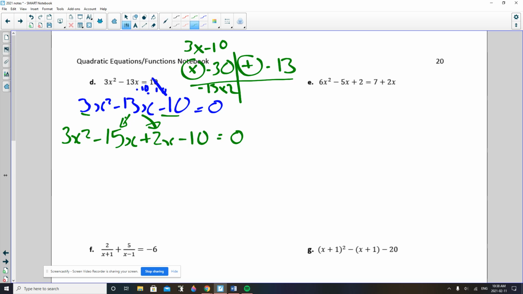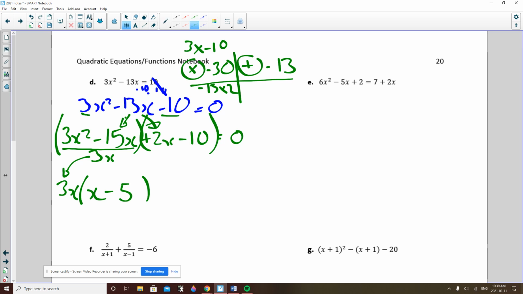Once I split the middle term, brackets around my first 2 terms, last 2 terms, and then I divided the GCF out of each set of brackets. So in my first set of brackets, the greatest common factor would be 3x. So that goes to the front. And then I will write what's left after I've divided the GCF out of the factors in the brackets. So 3x squared divided by 3x is just going to give me x. And -15 divided by 3 is -5.